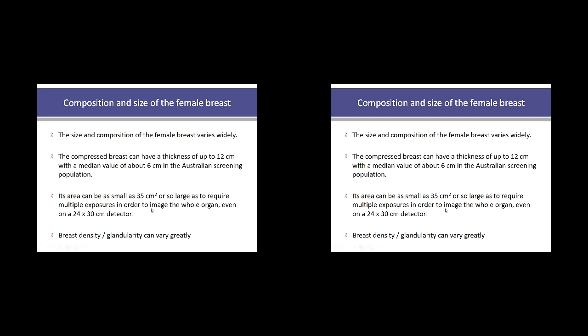The area of the breast can be as small as 35 centimetres squared, or so large that the breast won't fit on a single image, and you have to do multiple exposures to cover the whole breast, even on a 24 by 30 centimetre detector. And obviously breast density and glandularity can vary greatly as well.